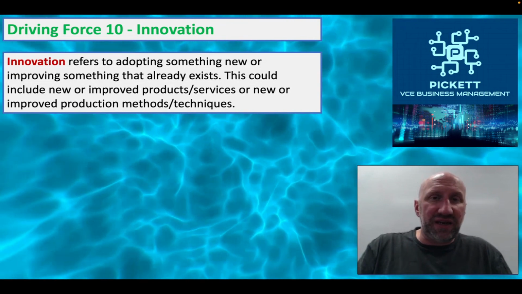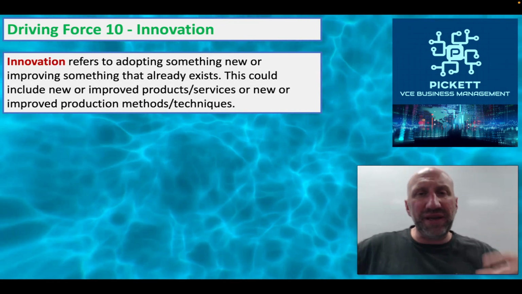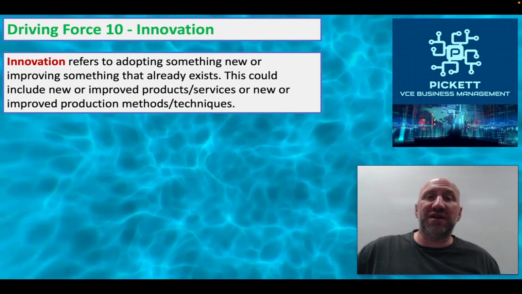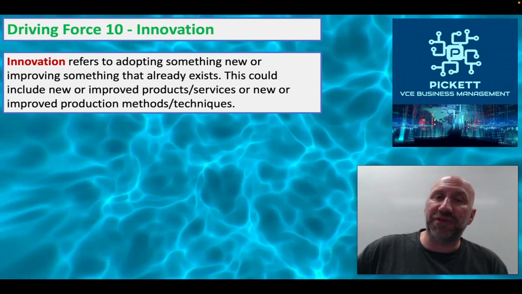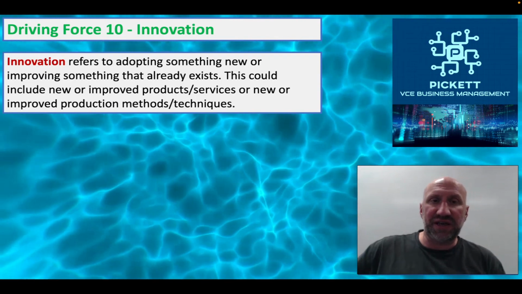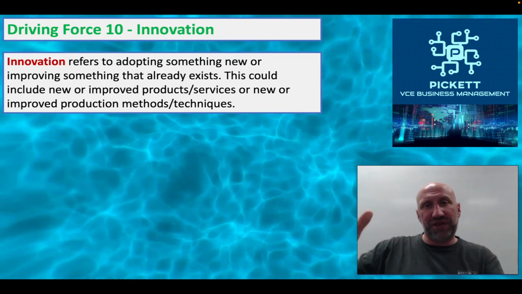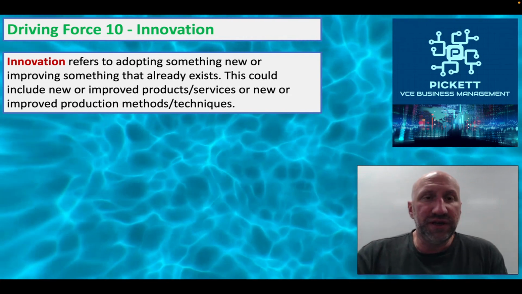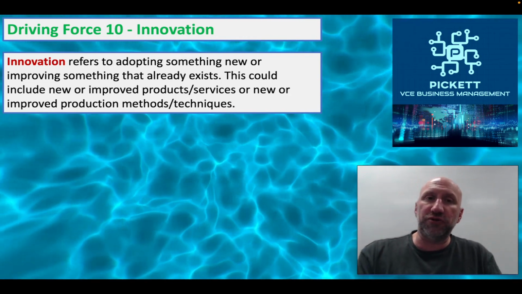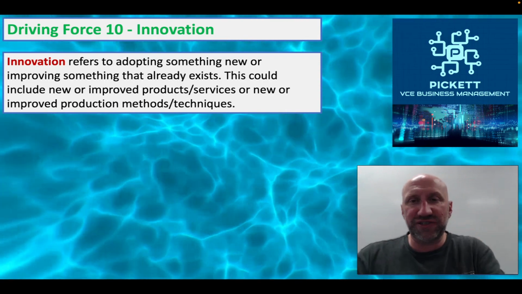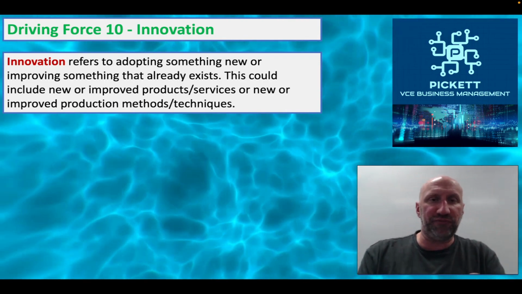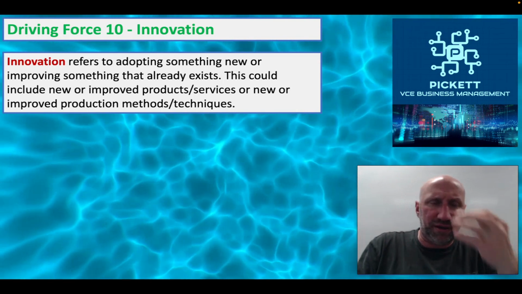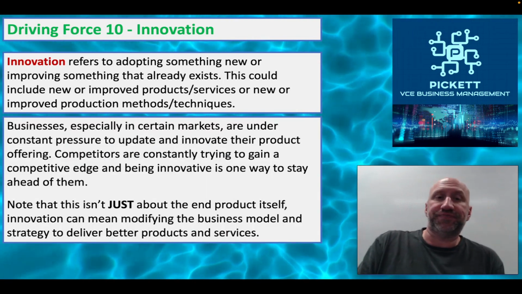Driving force 10, innovation. Again, just putting a definition in here for you. Innovation is all about adopting something new or improving something that already exists. Okay, it doesn't have to mean coming up with something totally brand spanking new. It does include improvements. So this could include newer improved products or services, or newer improved production methods or techniques. So it can apply to a range of scenarios.